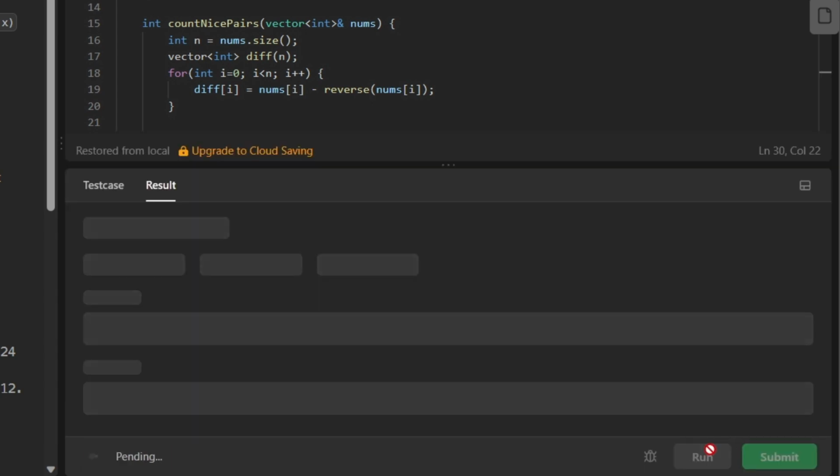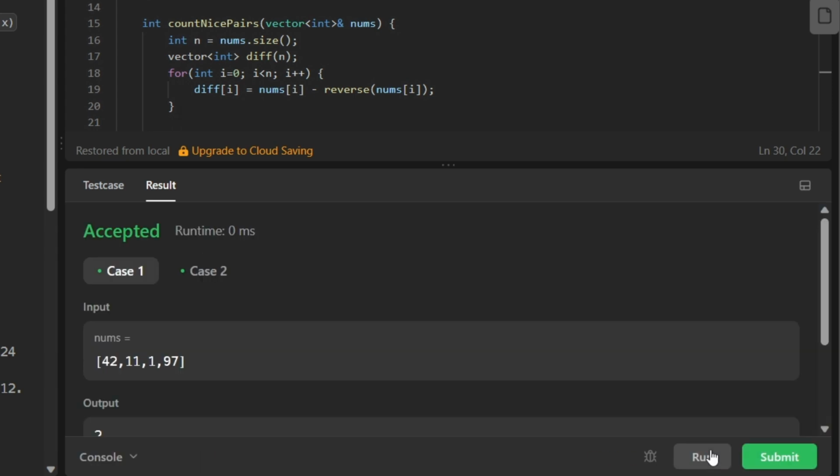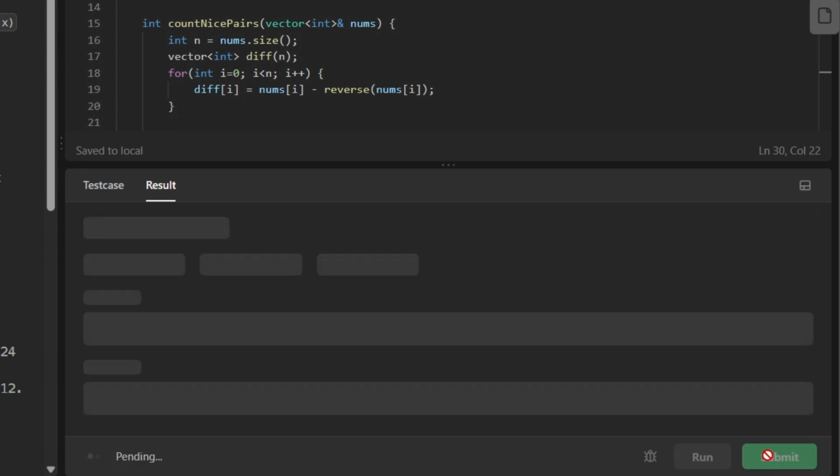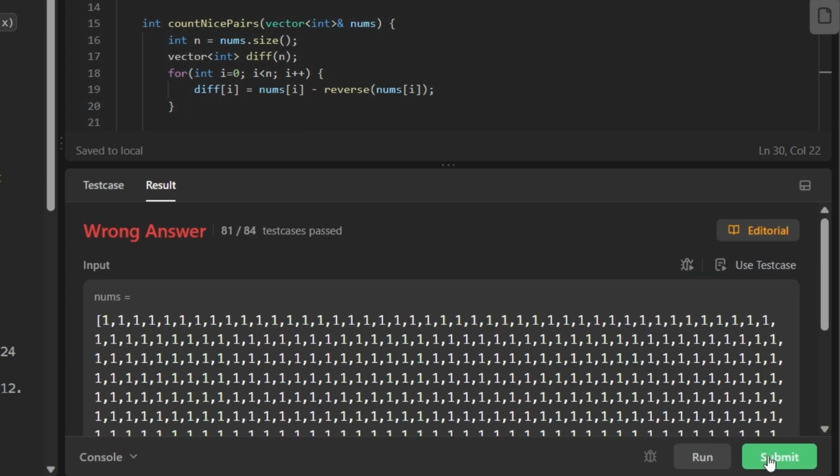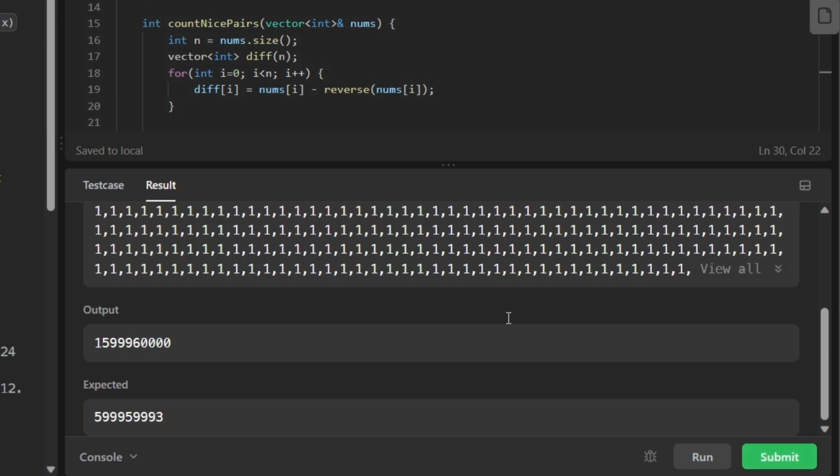I will show you. It won't give a wrong answer on the sample, but it would fail in some of the test cases. If I submit this code as it is, it would fail in some test cases and we would get a wrong answer. And see, we are getting a wrong answer because the answer was too big. So yeah, that's it.